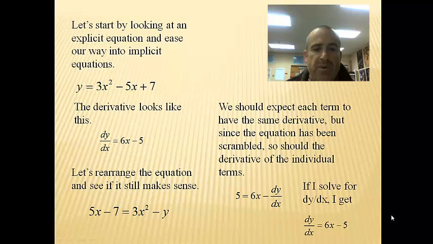So all I did on the bottom is I just flipped it up a little bit, and then I took the derivative of the new equation down at the bottom separately. So the derivative of 5x is 5, the derivative of 7 is 0, the derivative of 3x squared is 6x, and the derivative of y is dy dx. So my final step, and this is the new step for implicit differentiation, is to solve for dy dx. So you get the dy dx by itself, and you see that you get the same answer.